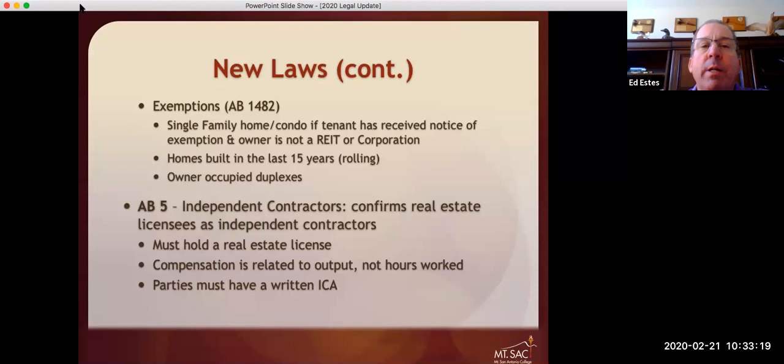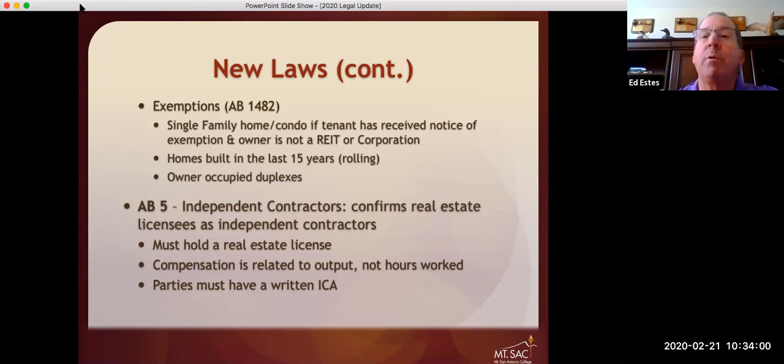Okay, so the big exemption out there, single family home or condo, if the tenant has received a notice of exemption and the owner is not a real estate investment trust or a corporation. So we all know what a single family dwelling is, and we are renting this single family dwelling to a single family unit. So it is spouses and children, it is parent and child, but they are living in a cohesive unit. It's not a rooming house, as I earlier talked about.